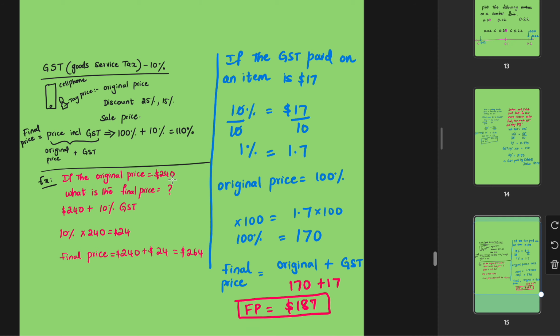If the original price is $240, what is the final price? Final price should be, you have to add the GST. So straight away, 10% of 240 is $24. So 240 plus 24 is 264. Next example, if the GST paid on an item is $17, so that means 10% is 17, 1% is 1.7. Original price has to be treated as 100%, so you times it with 100, so you end up as 170. Now, what is the final price? Final price is original price plus GST, 170 plus 17, so 187.